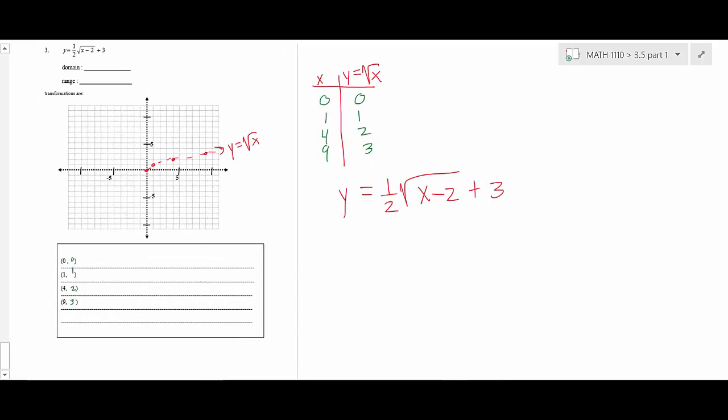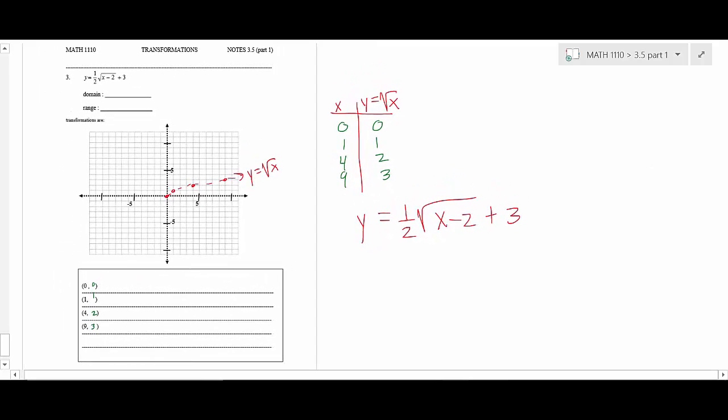Now let's figure out what the transformations are. Okay. And we're going to do this in the right order. So what is the x minus 2? What does that do? Moves it over. Right 2. Okay, so one of our transformations is right 2. Okay, how about the plus 3? What does that do? Up 3, because it's outside. It's changing the y value. So that's going to take you up 3.